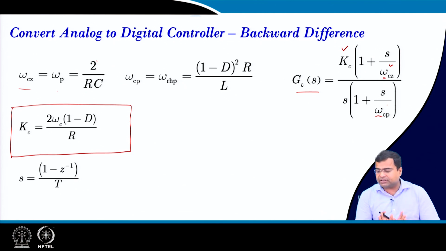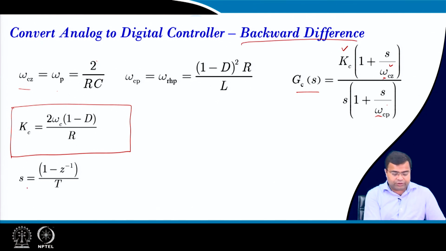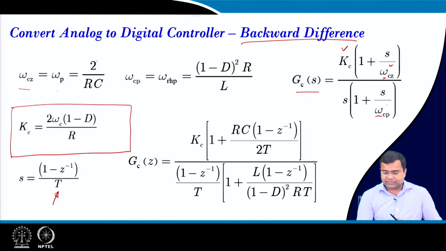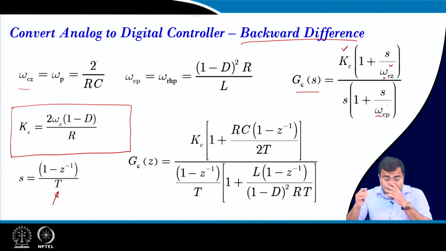So, you have to convert this analog into digital by means of the backward difference formula, where we need to place S equal to (1 minus Z inverse) by T, where T is the sampling time, which is the same as the switching period, because we are taking uniform sampling at the rate of the switching frequency. Then we can convert this Gc(s) into Gc(z), and if we apply the inverse transform, we can write the difference equation of the controller, and that we can also discuss.